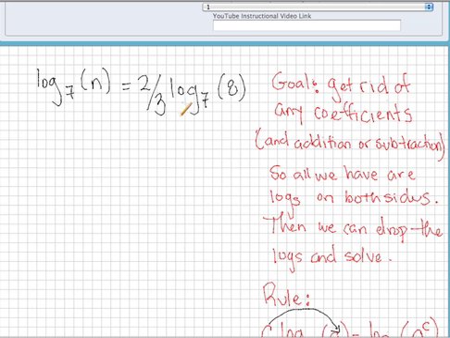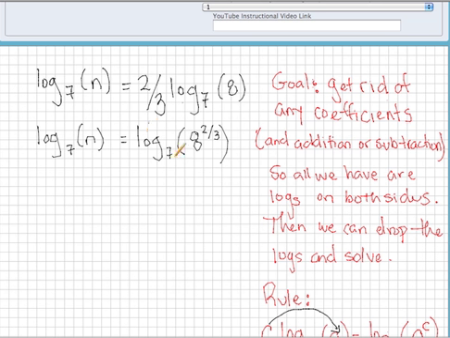what we're going to have on the right-hand side, well, let's go ahead and write down the left-hand side first. That will remain the same. We're going to change the right-hand side, and we're going to bring this coefficient inside of the argument of the logarithm as an exponent. So we'll have log base 7 of 8 to the 2/3, dealing with some fractional exponents here. It looks like we don't have any more funny business going on.